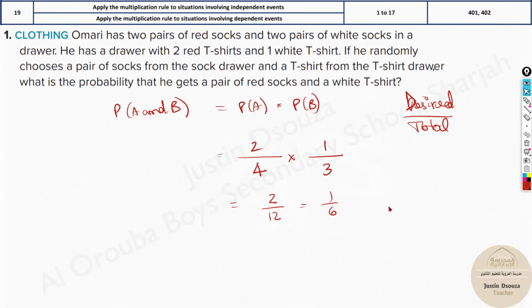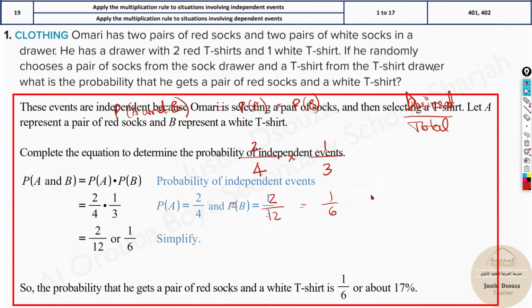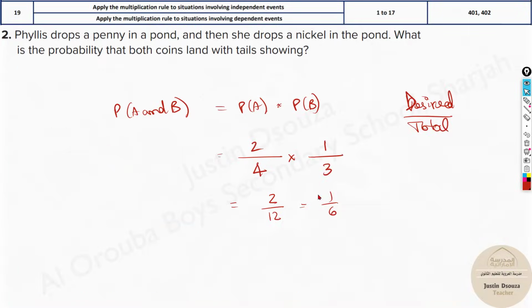So you can just put it in the calculator and solve for the probability. Just put in the calculator, multiply by 100, you will get the probability. It's 16.67, I guess, approximated to 17%. So this is how we solve it. Let's look into some other problems now.